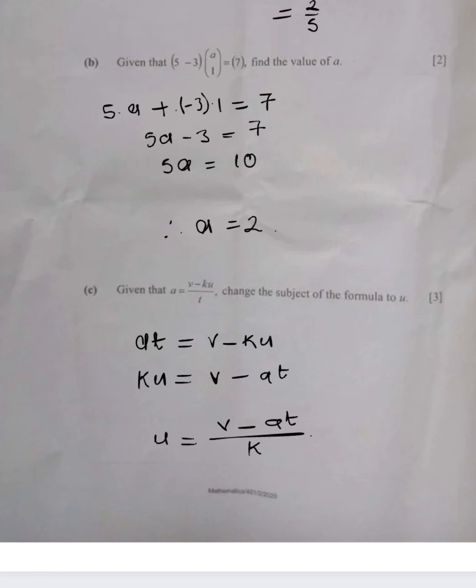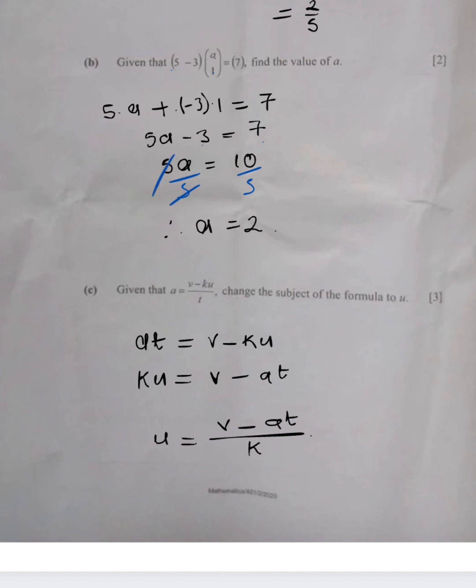The first thing is to identify that this is a product of two matrices. Now, multiplication of matrices is row by column. So 5 multiplied by A is 5A, plus negative 3 multiplied by 1 is negative 3. This should be equal to 7. So we're just solving for A. So 5A is equal to 7 plus 3, which is 10, then divided by 5 on both sides. So that A is equal to 2.